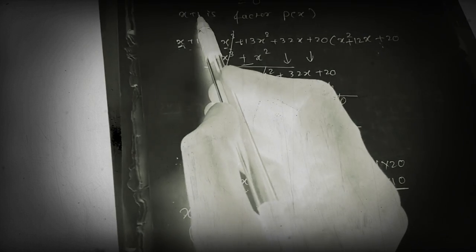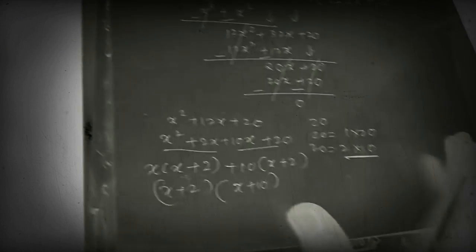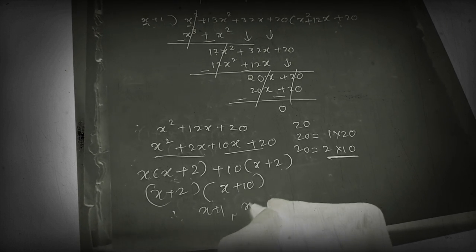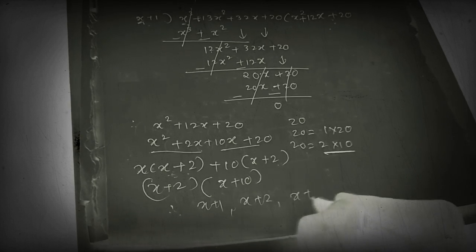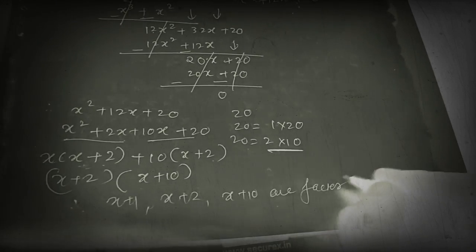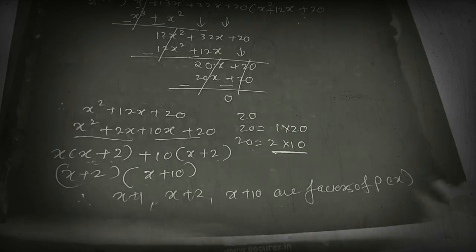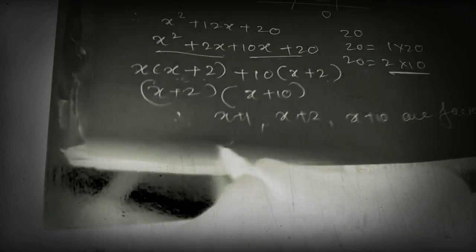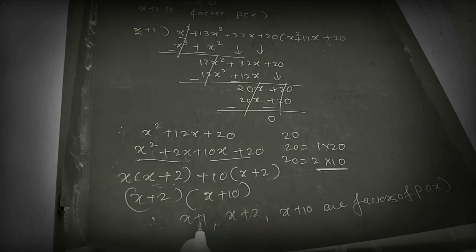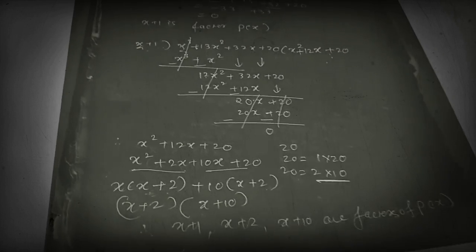As we know, x plus 1 is a factor of p of x. This is one factor, and the remaining are these two factors. Therefore x plus 1, x plus 2 and x plus 10 are factors of the given polynomial in x. So we can write x cube plus 13x square plus 32x plus 20 equals the product of these three factors.